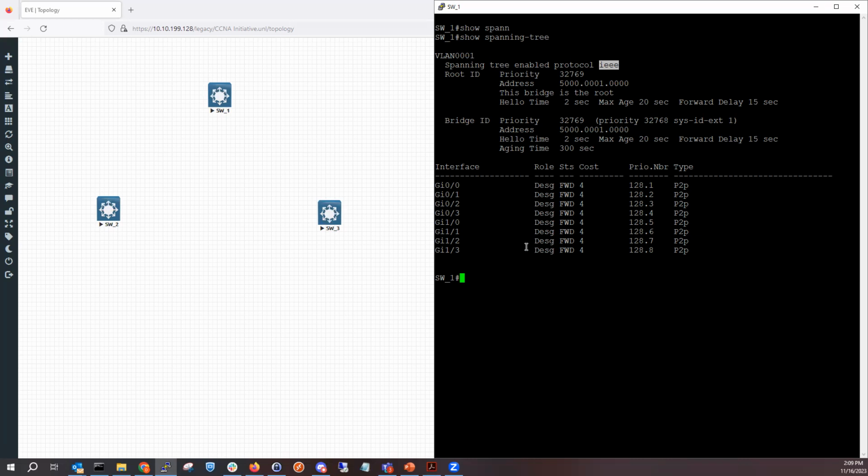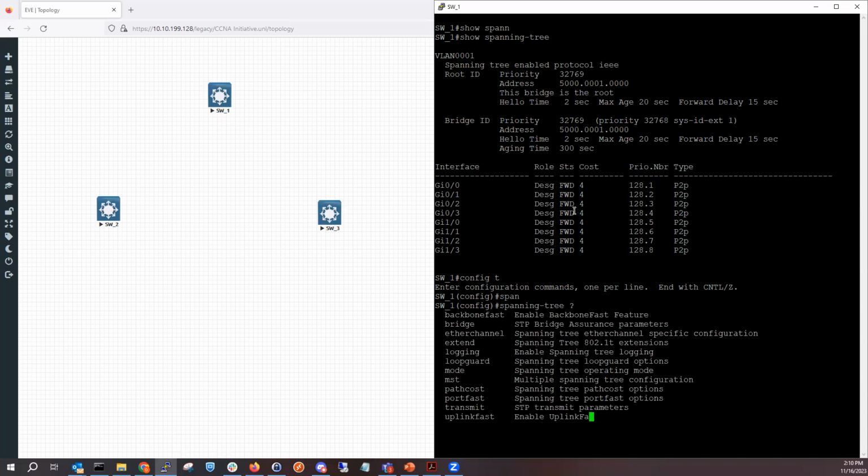Because the topic of discussion is rapid spanning tree, we need to go ahead and change this. And you will need to know how to identify in the CLI the difference between a switch running regular spanning tree, rapid spanning tree, or a different mode. So let's go ahead and make that change.